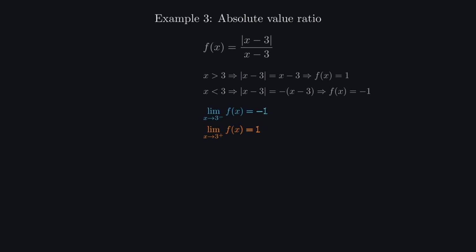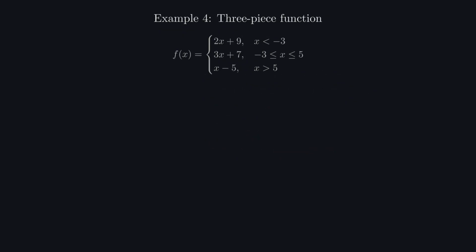Right-hand limit is 1, left-hand limit is -1. They don't match. The limit at x equals 3 does not exist. Example 4 has three rules. The two boundary points are x equals -3 and x equals 5.